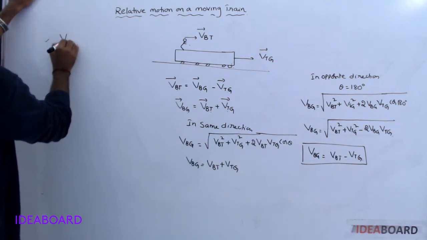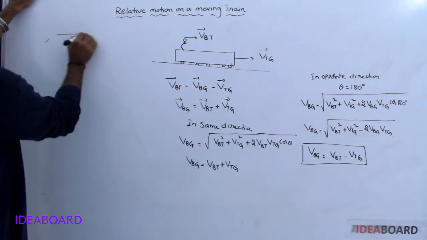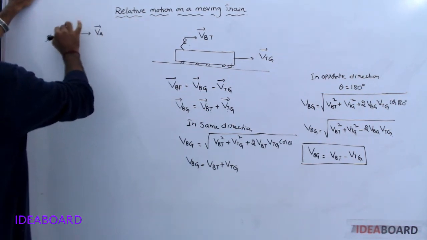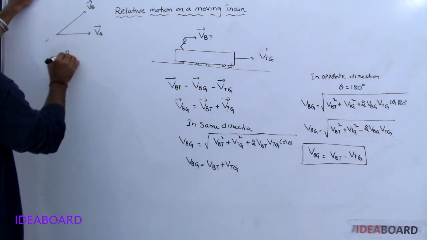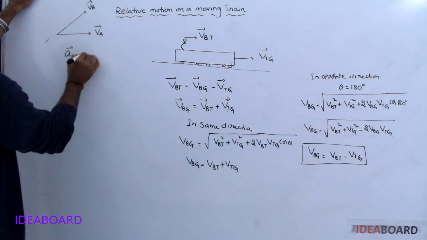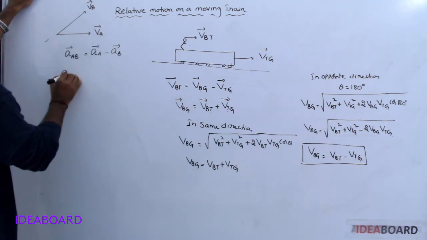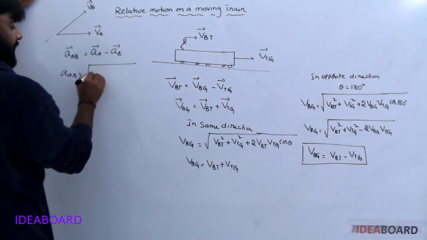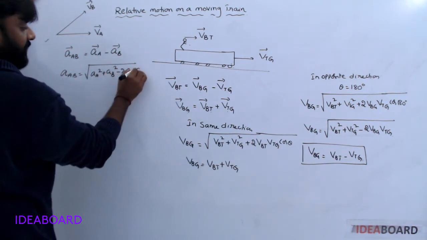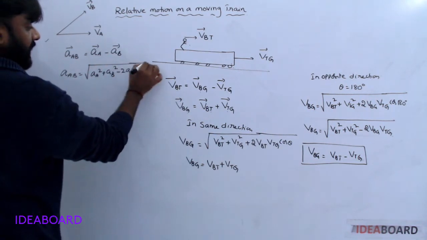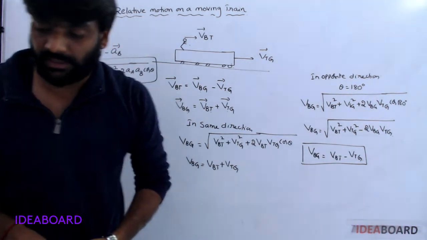For example, you consider A and also B. So in terms of acceleration, acceleration of A with respect to B is acceleration of A minus acceleration of B. In magnitude, simply you write it as the square root of acceleration of A square plus acceleration of B square minus 2 into acceleration of A, acceleration of B cos theta. Understood? In terms of acceleration. Okay.